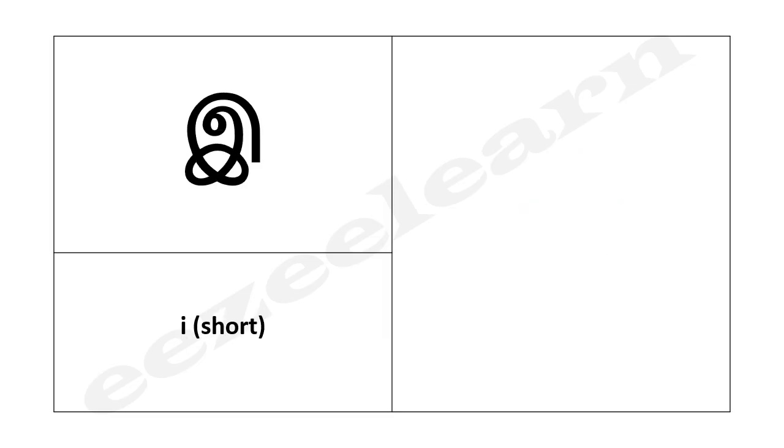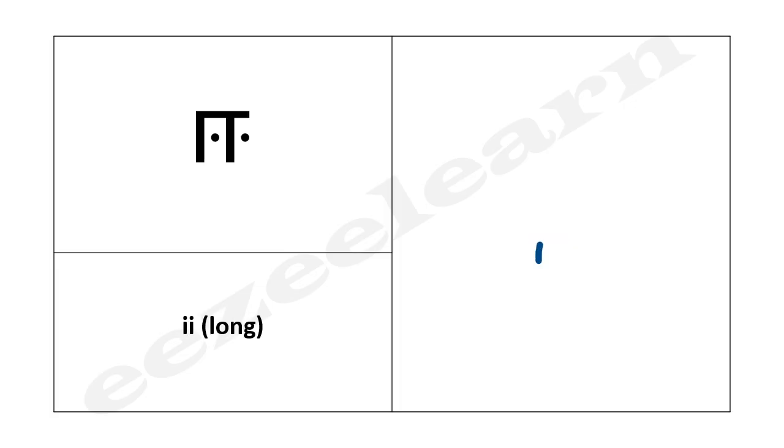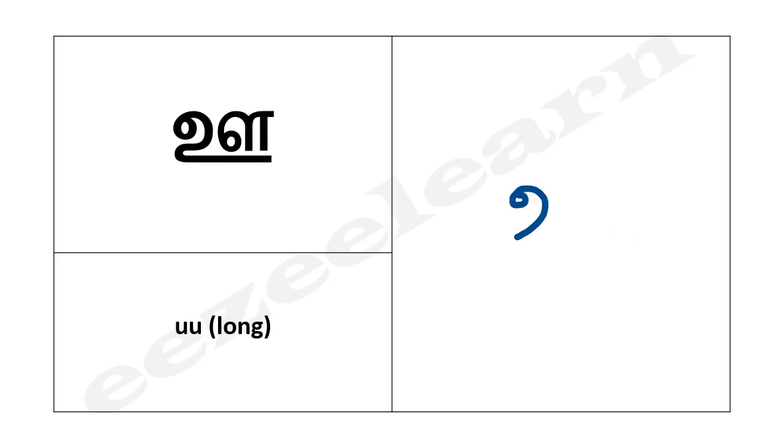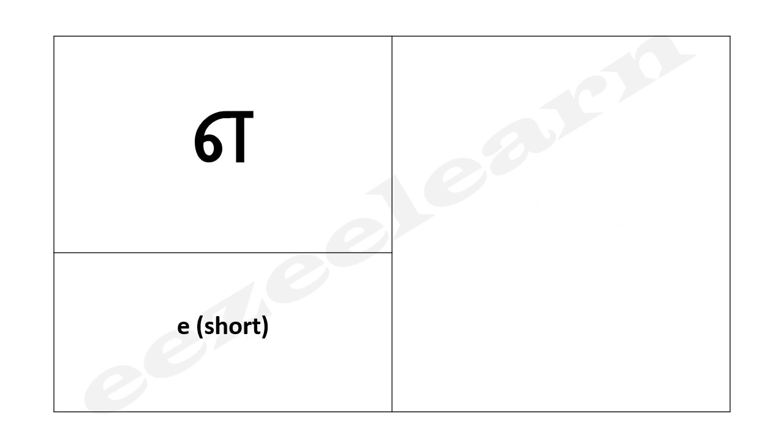The next letter is E. And the next letter is E. The next letter is U. The next letter is U. Next letter is A. The next letter A. Next letter I.